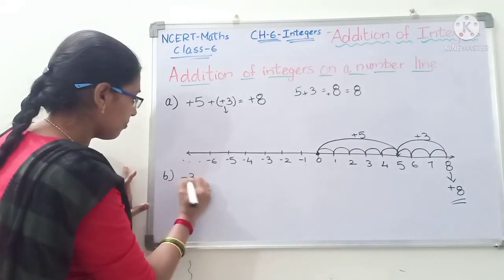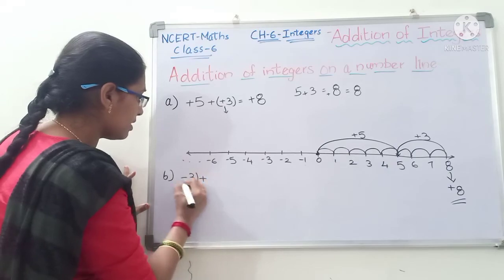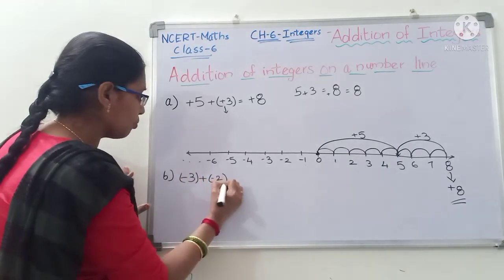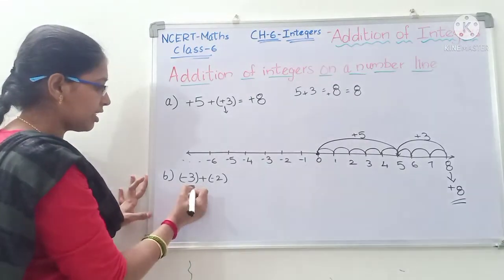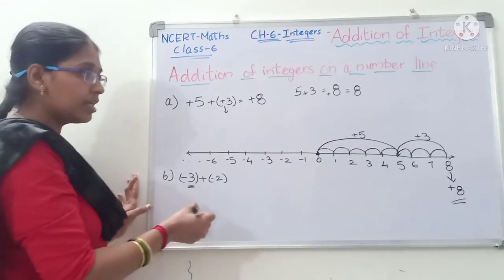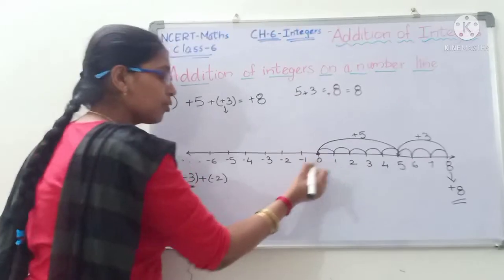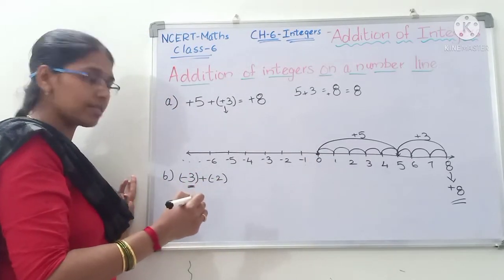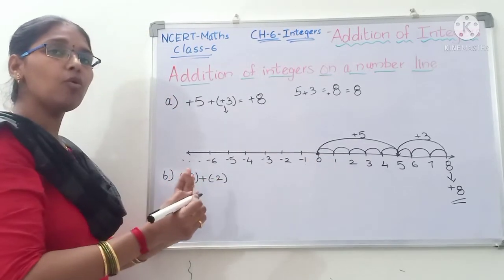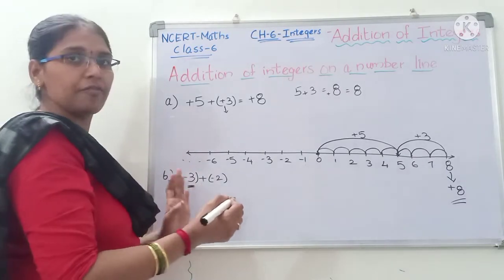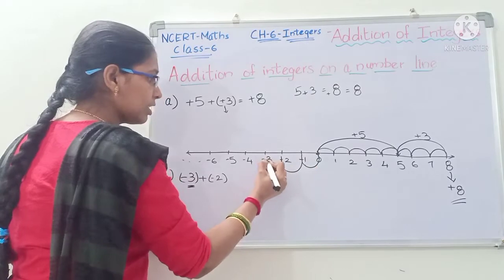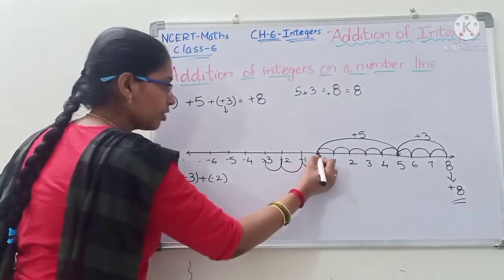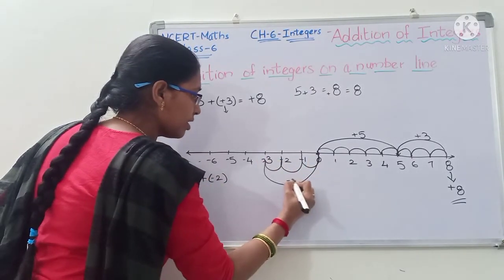Minus 3 plus minus 2. How do you solve this problem? See, initially the number given is minus 3. First, you will start from 0. Minus 3 means negative numbers. Minus means you should move left. Okay. 1, 2, 3. 3 steps left, minus 3. You will get minus 3.